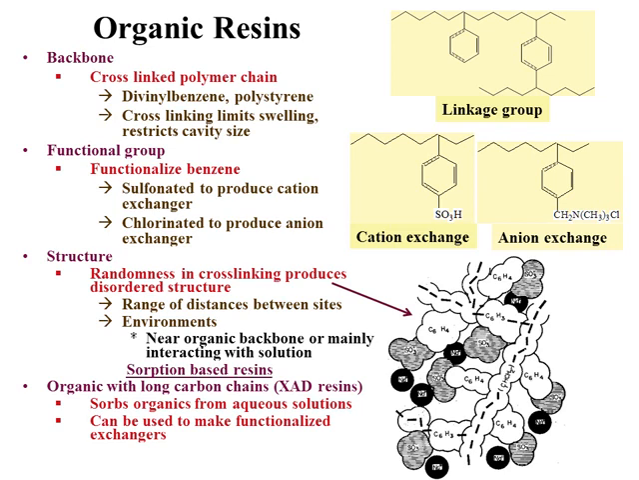For example, humic acids, which are dissolved natural organic matter in groundwater. When they sorb metal ions and you run that through an XAD resin, you can sorb the metal ion onto the XAD resin. Also, with these XAD resins, you can sorb other organic molecules to them, so you can wind up functionalizing the XAD resin and make those into functionalized exchangers.